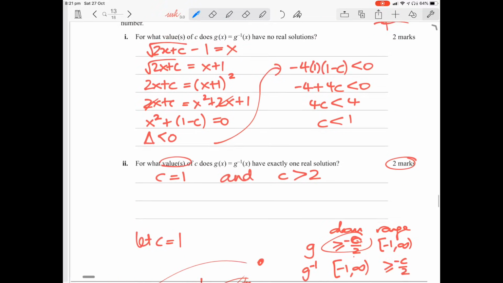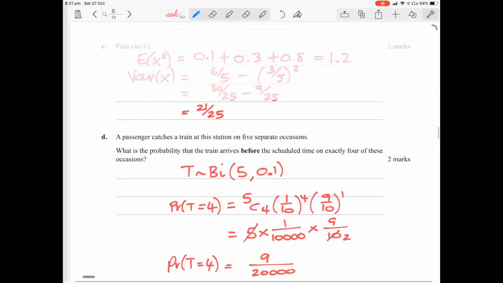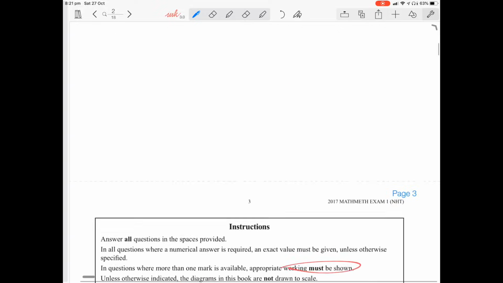Notice it says values. Okay, I think that's it for Exam 1, 2017, Northern Hem.